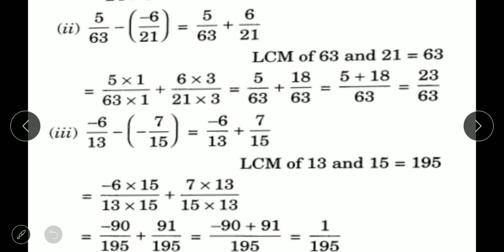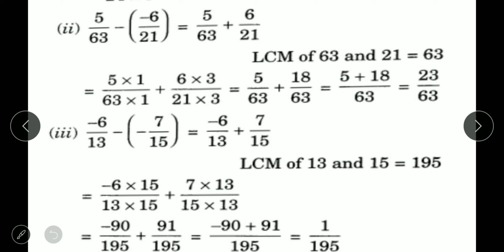Come to the third part, minus 6 upon 13 minus 7 upon 15. So minus 6 upon 13. Now two signs into one sign: minus, plus 7 upon 15. Now take the LCM of 13 and 15. The LCM of 13 and 15 will be 195.